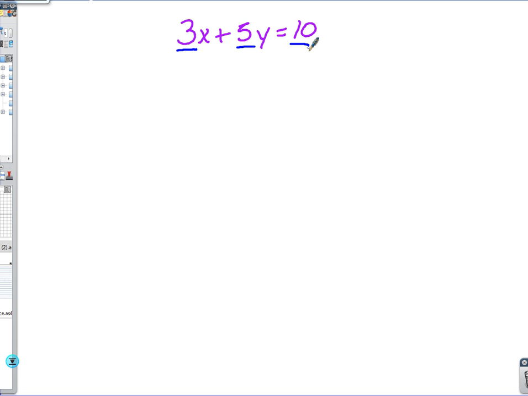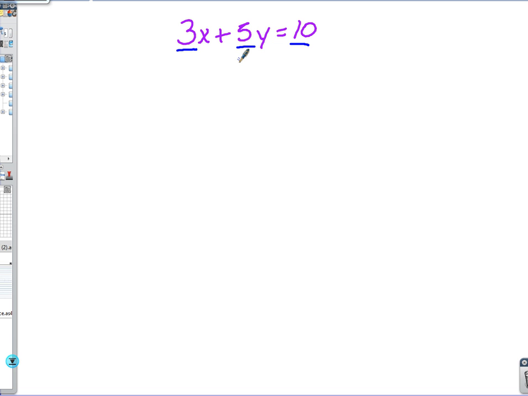And my rule of thumb is I can move a term across an equal sign as long as I remember this. If a term is positive on one side of an equal sign, if I move it to the other side of the equal sign, I need to change it to a negative. If one of these 3 terms were negative and I wanted to move it to the other side, I'd have to change it to a positive.